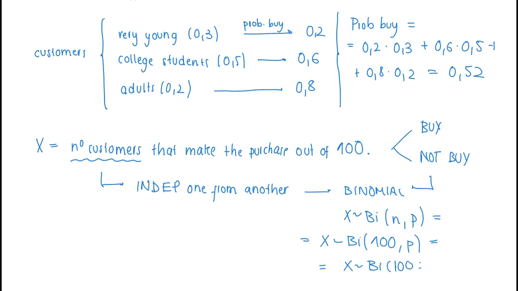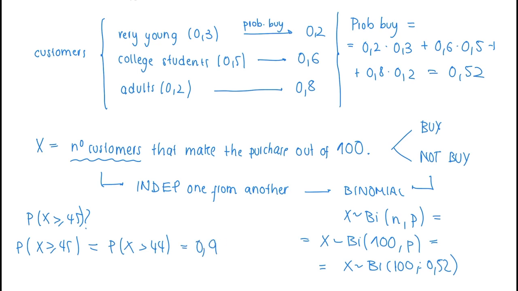And now the statement asks us to calculate the probability of at least 45 of the customers buying, which is the same as 45 or more customers buying. In order to be able to enter this to our commander, we have to express it as more than 44 customers buying, which gives us this result.